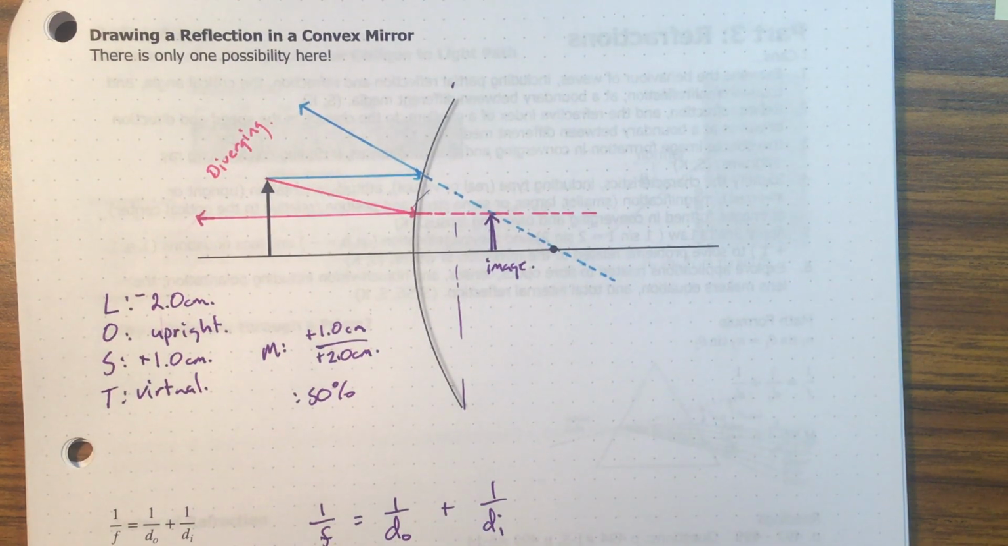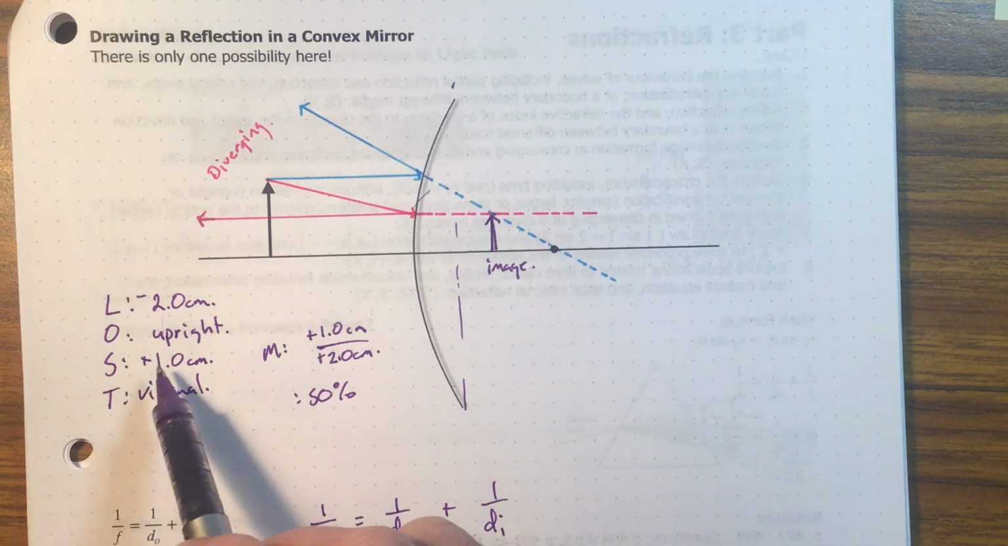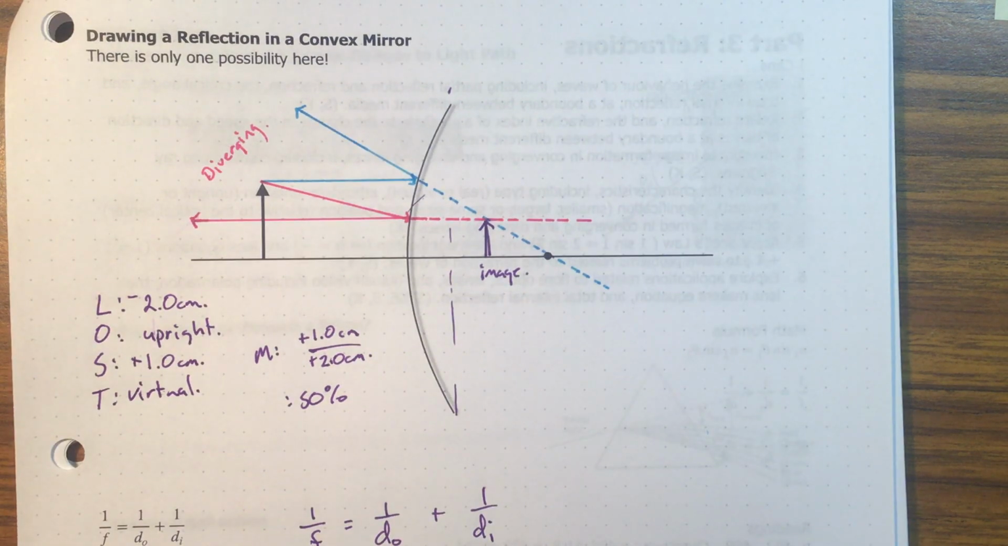That's it. Diverging mirror, convex mirror. It's much easier. There's only one case, and your image will always be upright and virtual and will always be smaller. You'll never get a bigger image with a convex mirror. That's why it's good for looking at things with a wide field of view.